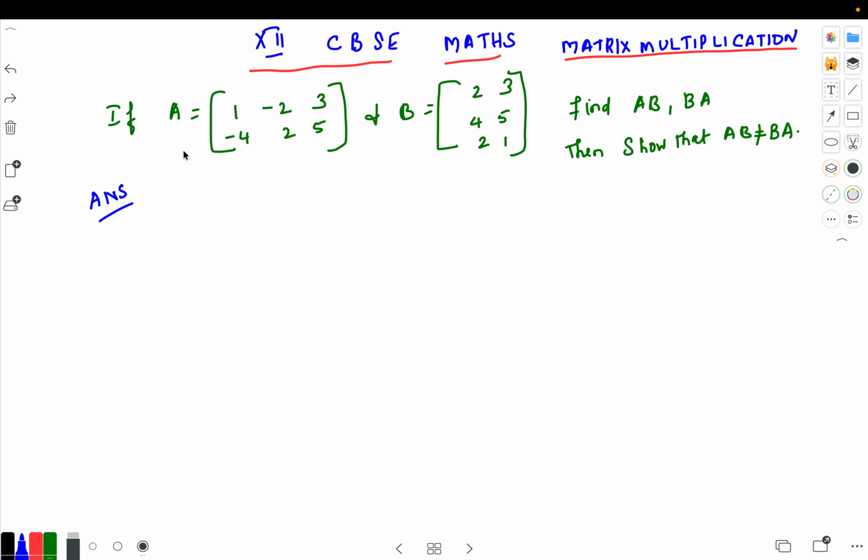Today let us work out this problem. Here, matrix A equals [1, -2, 3; -4, 2, 5] and matrix B is [2, 3; 4, 5; 2, 1]. Now we have to find the matrix multiplications AB and BA, then prove that AB is not equal to BA. First let us work out AB.